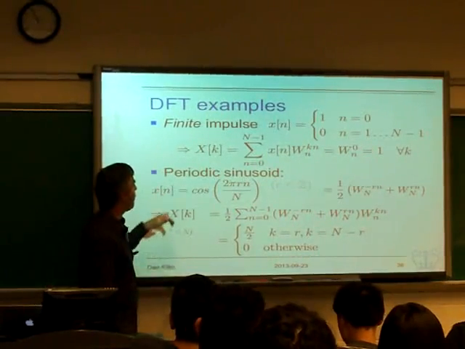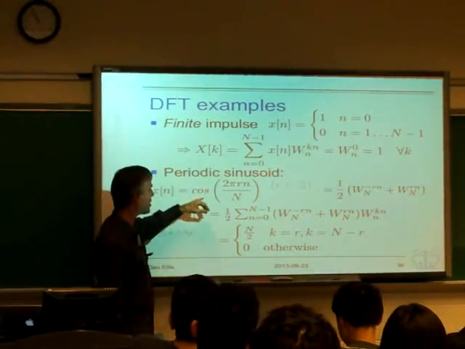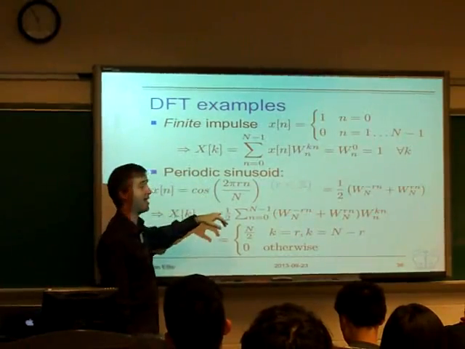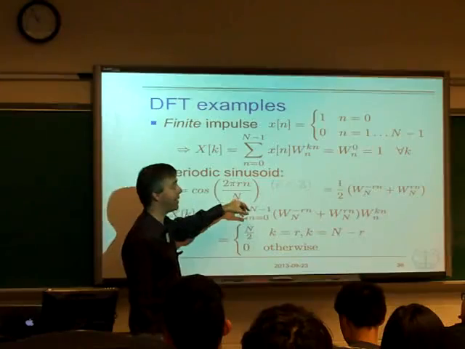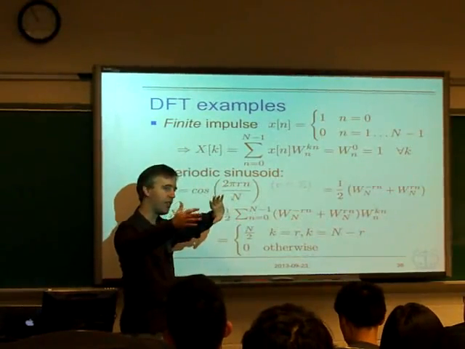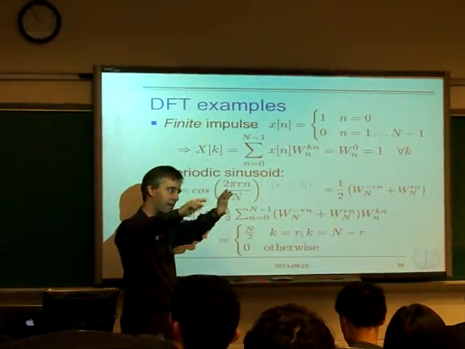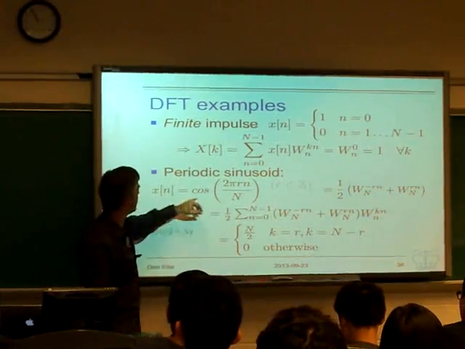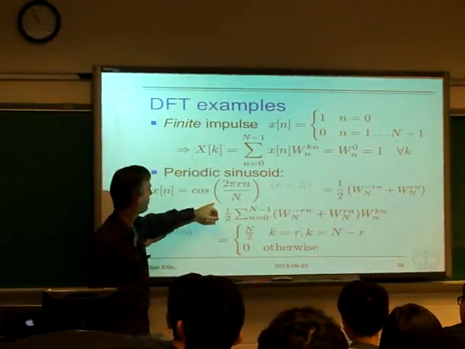All right, if we have an x of n which is a sinusoid, because x of n is periodic, it had better be a sinusoid that completes an exact number of cycles in big N samples. So that's why I'm saying a periodic sinusoid as opposed to one of those sinusoids that doesn't quite land up at 0. It's sinusoidal, but it's not a periodic sequence. So this is our periodic sinusoid.